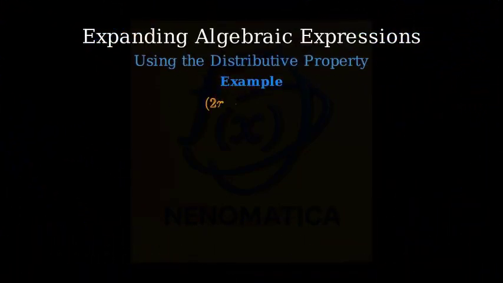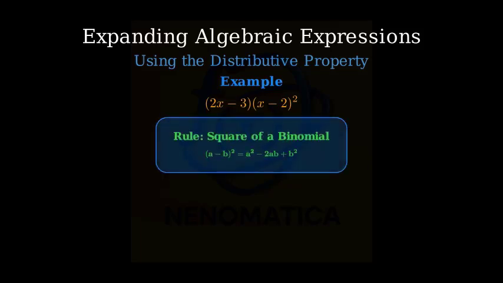We'll expand the expression 2x minus 3 times x minus 2 squared. First, let's expand the squared term x minus 2 squared. To do this, we'll use the formula for the square of a binomial. A minus b squared equals a squared minus 2ab plus b squared. This gives us 2x minus 3 times x minus 2 times x minus 2. Now, let's continue with our expansion.